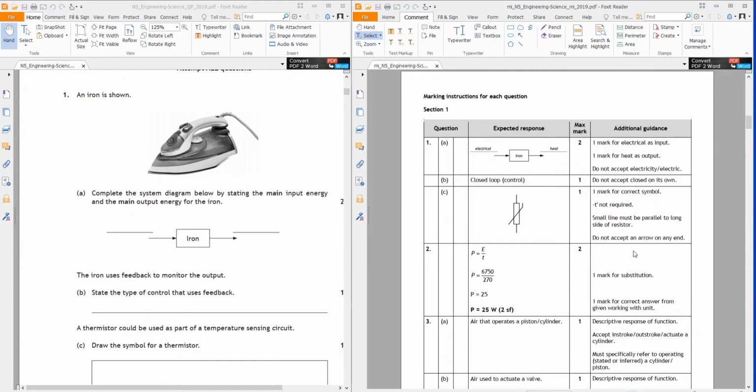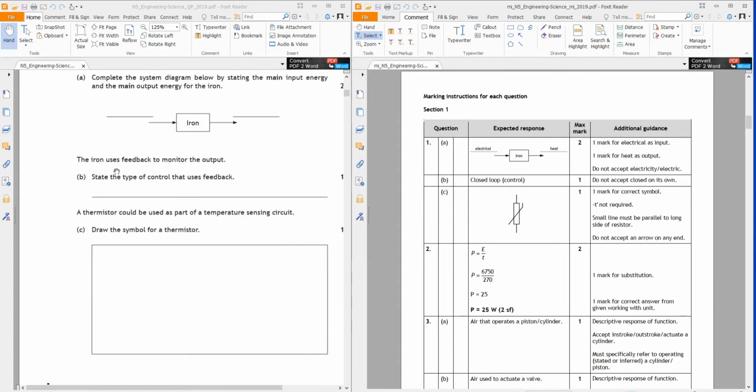Right, here we go. We'll run through the 2019 Nat 5 paper. So question one's got the iron. It's an energy diagram. The input energy to an iron is of course electrical, and the output energy is heat. Okay. Now, the iron uses feedback to monitor the output.